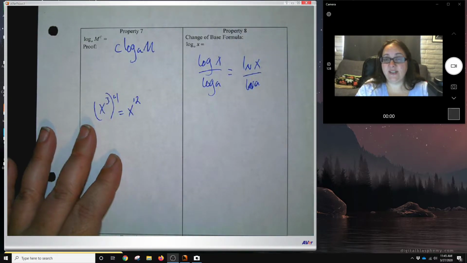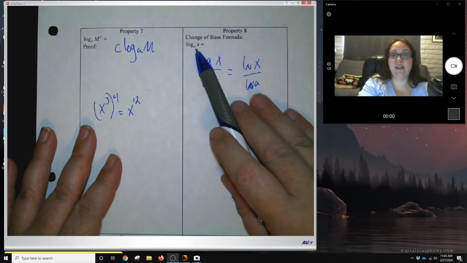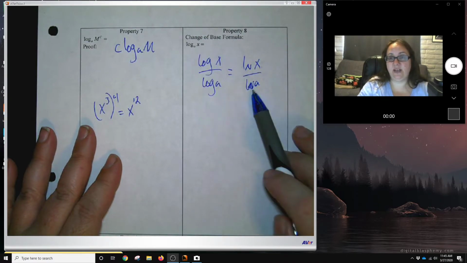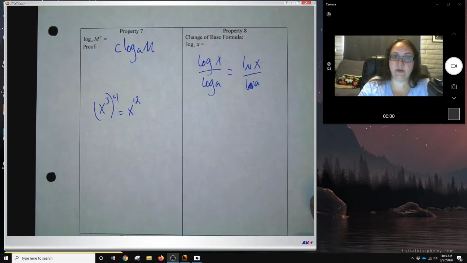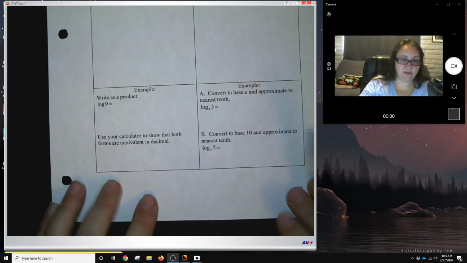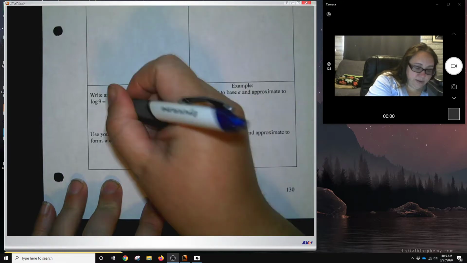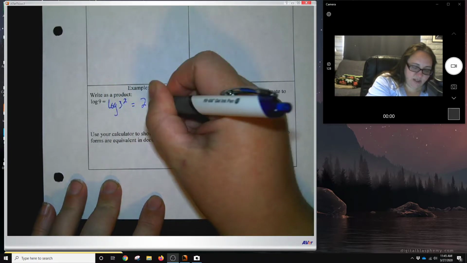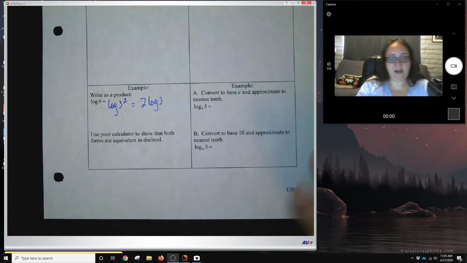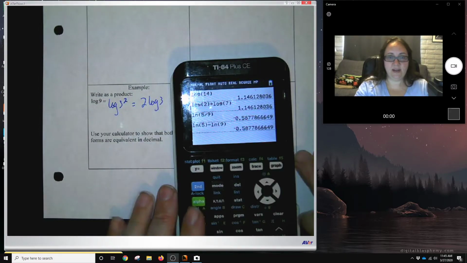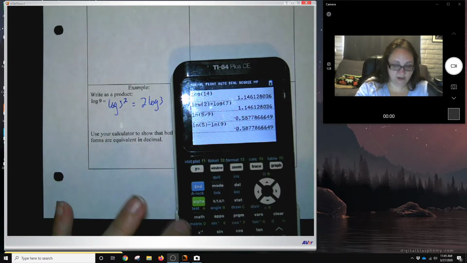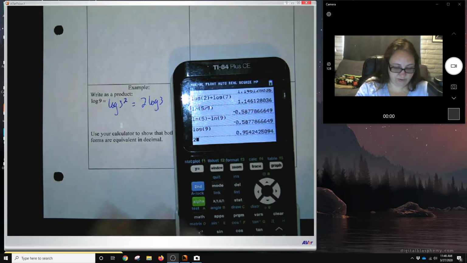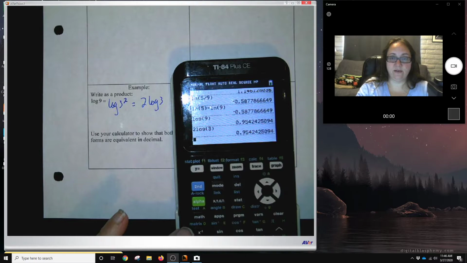Which is handy if we have a TI-83, because we can't put this in the calculator that way in a TI-83, so we need to use the change of base formula. Okay, let's practice those two. Log of 9 is the same as the log of 3 to the second, which should be 2 times the log of 3. Let's check it.